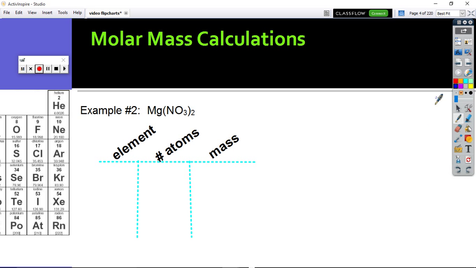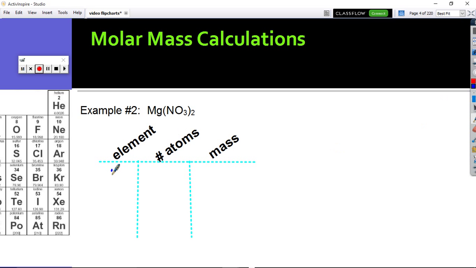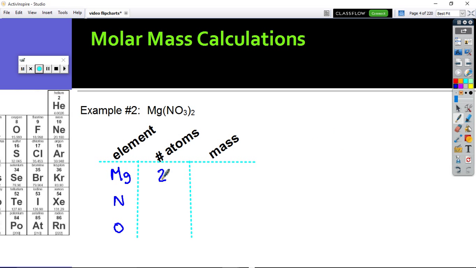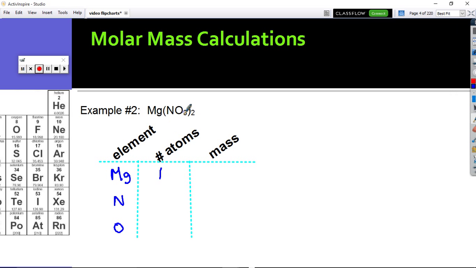Magnesium nitrate has 3 elements: magnesium, nitrogen, and oxygen. We have 1 magnesium, because there's a little imaginary 1 there. 2 times 1, we have 2 nitrogens. And 2 times 3, we have 6 oxygens.